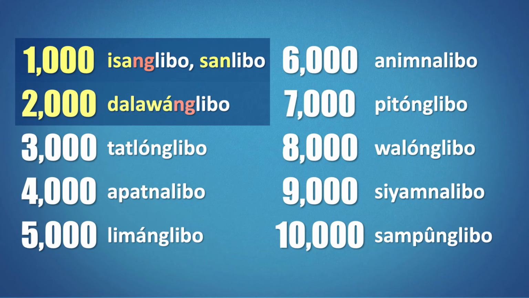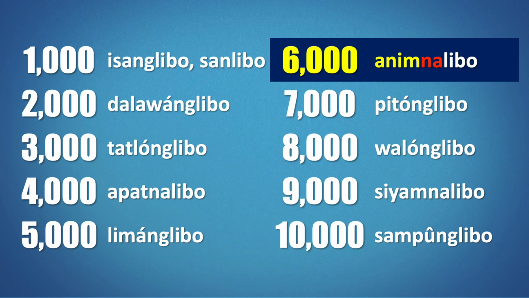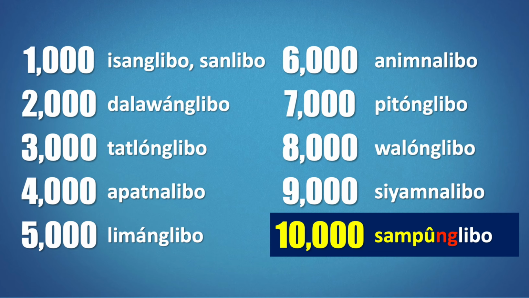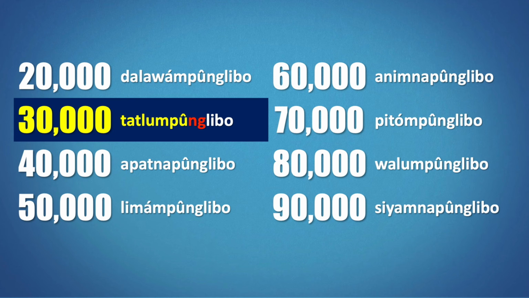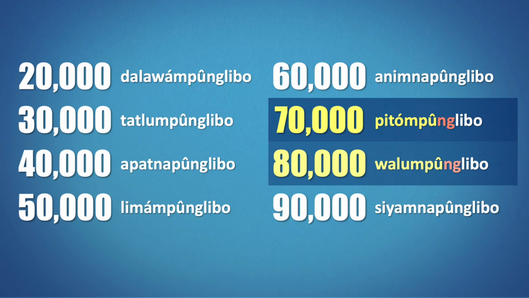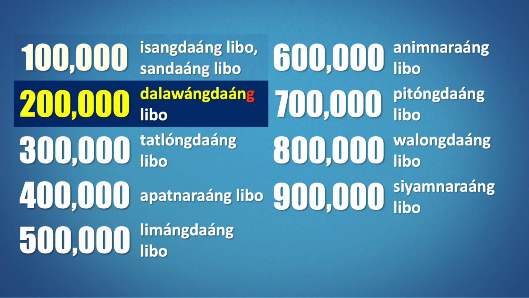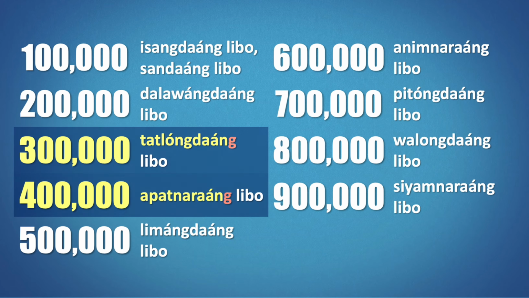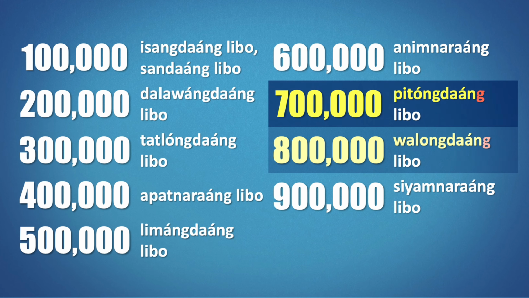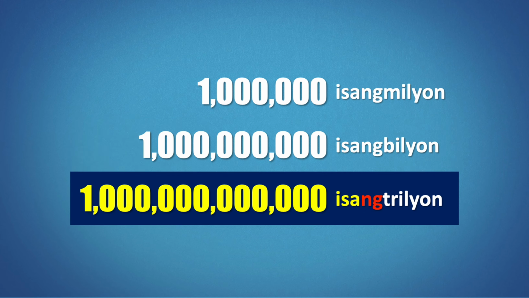Now, on to even bigger numbers. 1,000, 2,000, 3,000, 4,000, 5,000, 6,000, 7,000, 8,000, 9,000, 10,000, 20,000, 30,000, and so on up to 100,000, 200,000, and so on up to 900,000, 1,000,000, 1,000,000,000, 1,000,000,000,000, and so on.